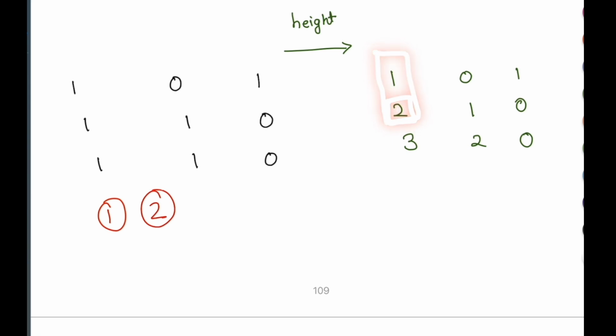So its height is telling me that I can form two rectangles. As of now, I can form two rectangles. We are going to increase the width, but just by looking at the height, I can say that it can form at least two rectangles, right? One of size 1 by 1 and another of size 1 by 2.